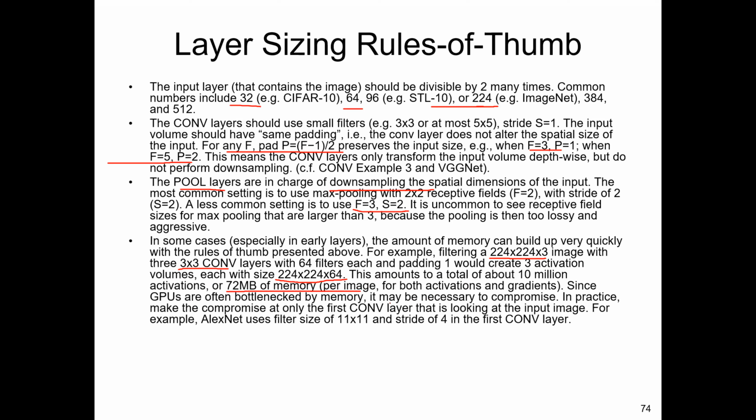So because GPUs are often bottlenecked by memory, it may be necessary to compromise. In practice, you often make the compromise at only the first conv layer that's looking at the input image. For example, AlexNet uses a filter size of 11 by 11 and stride 4 in the first conv layer. If you do that, then the intermediate activation maps are smaller. So you're violating this rule. You're not using same padding, but it's necessary to reduce the activation map size to reduce the memory requirement. So these are all good practices, rules that have been summarized by researchers over the years for achieving good performance.